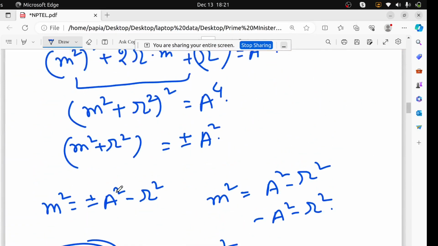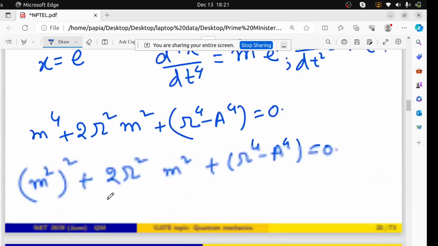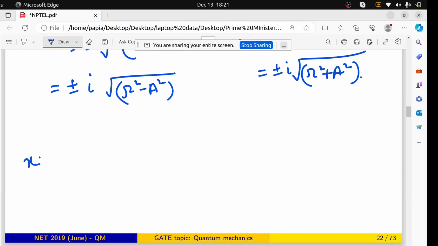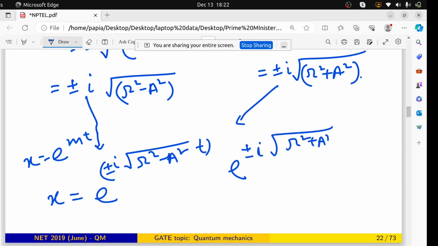Now what was m previously? x was e to the power mt. Now if I put the same value, then what will be x here? x will be e to the power something: plus minus root over (a² minus ω²) into t. Then again this one, plus minus i root over ω² plus a² into t.